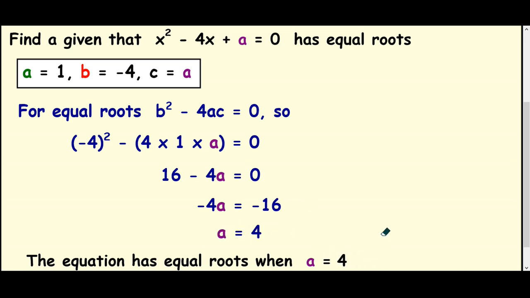So there's your answer. The equation has equal roots when a is equal to 4. And you could check that. If that was 4, it would factorise, wouldn't it? It would go to x minus 2, x minus 2, which would be equal roots.